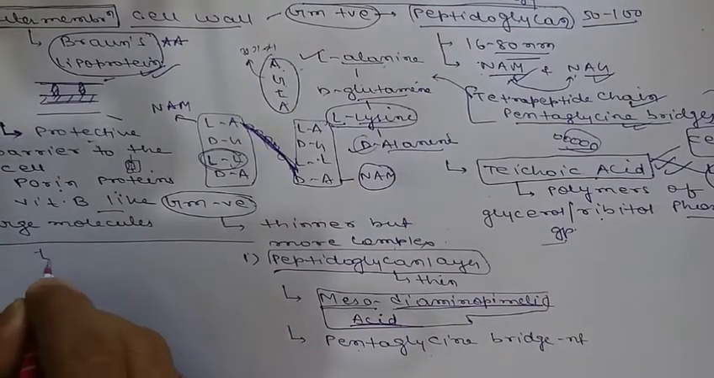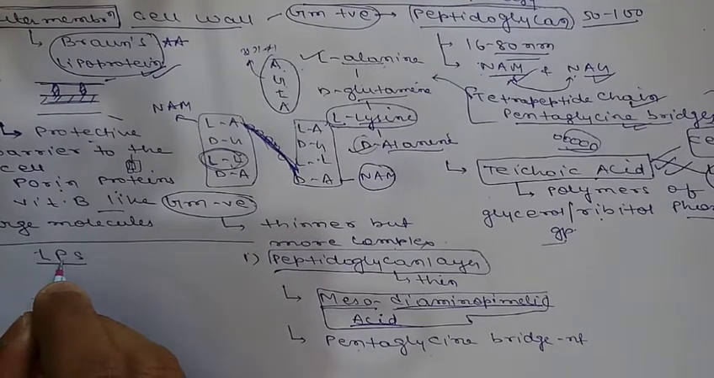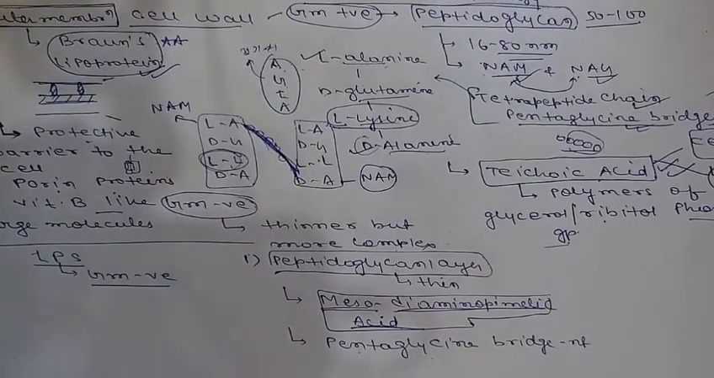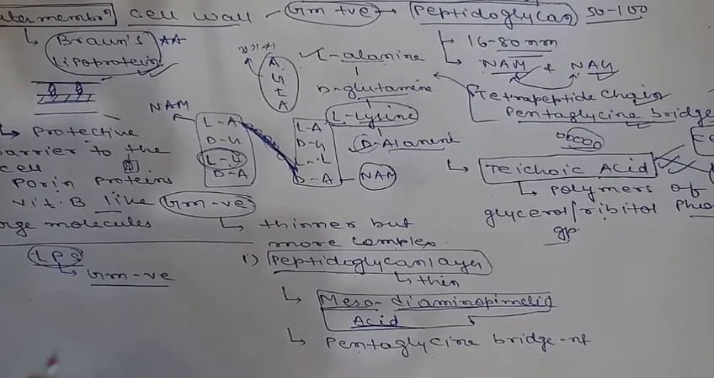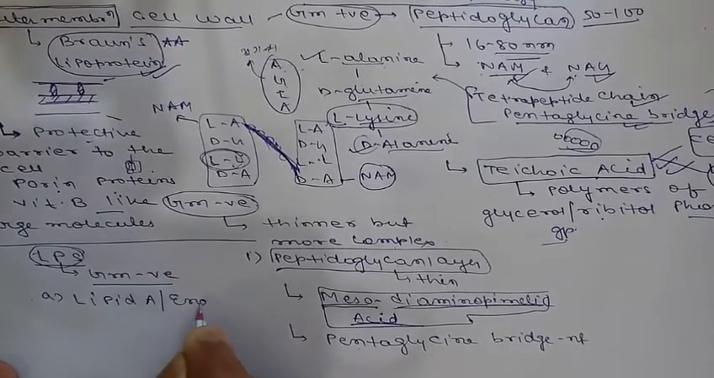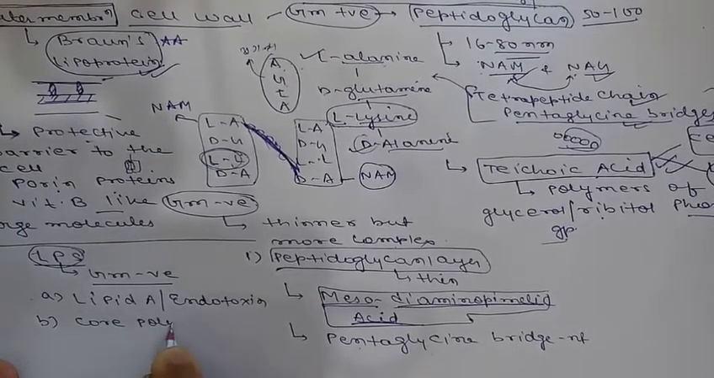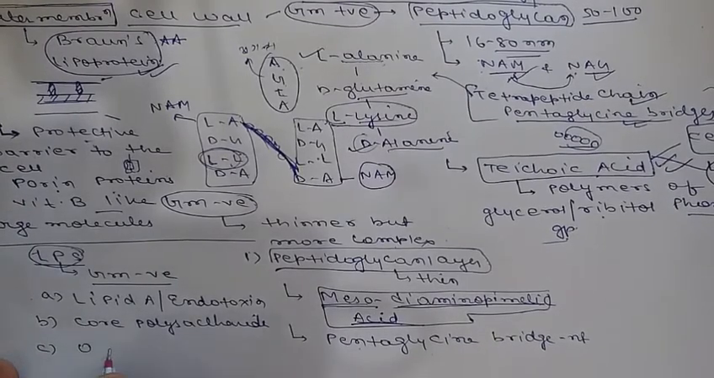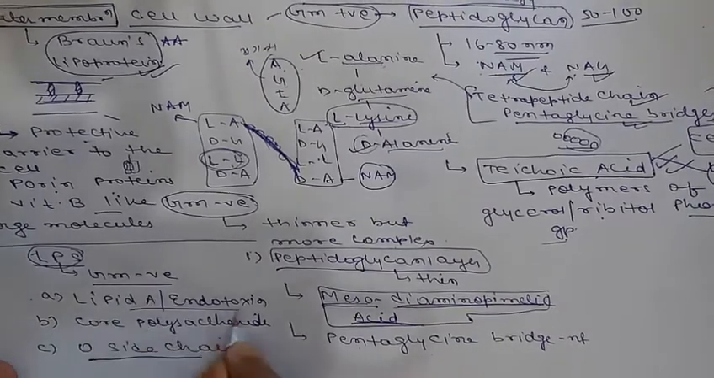Then coming to the next important point, LPS, lipopolysaccharide. This layer is very unique to gram negative bacteria. The lipopolysaccharide layer is unique to gram negative bacteria and absent in gram positive bacteria. It consists of three parts. The first is lipid A, also called endotoxin. The second part is the core polysaccharide, and the third part is known as the O side chain, also known as O antigen. Clear? Now we will discuss each of them.